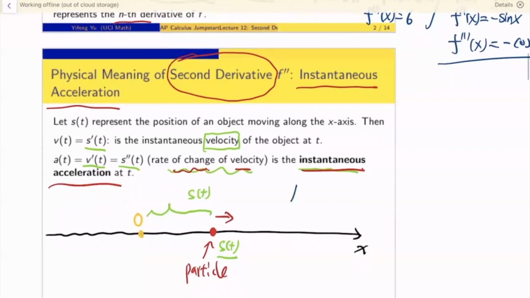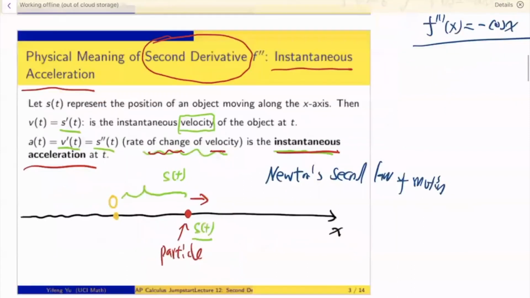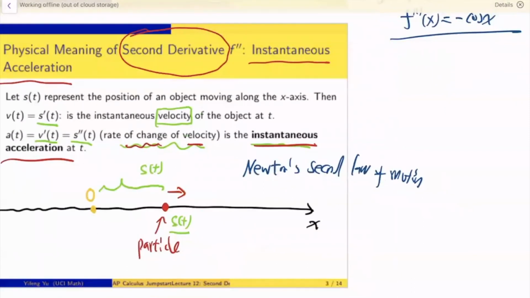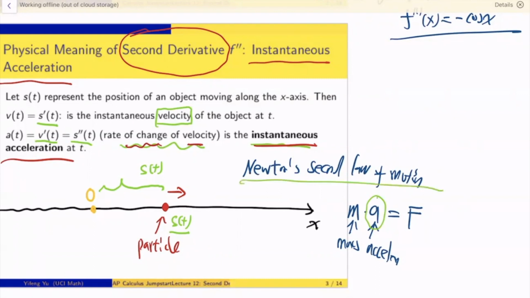Recall what Newton's second law of motion is. It says the force equals the mass times the acceleration. F equals the mass times the acceleration. So that's why in modeling, the second derivative is very important, like the first derivative, because very often you have scenarios to apply Newton's second law of motion.